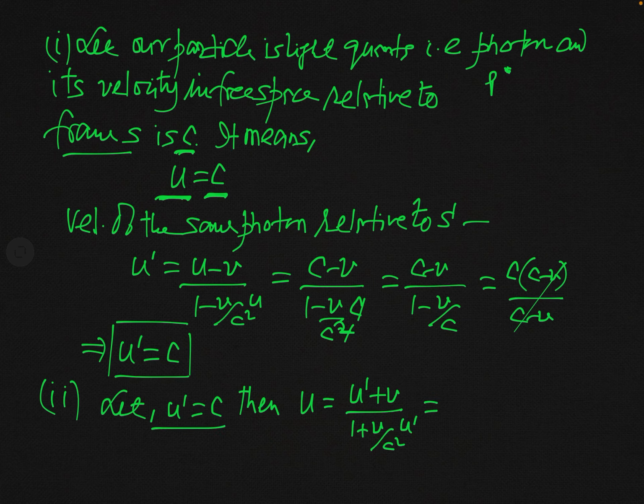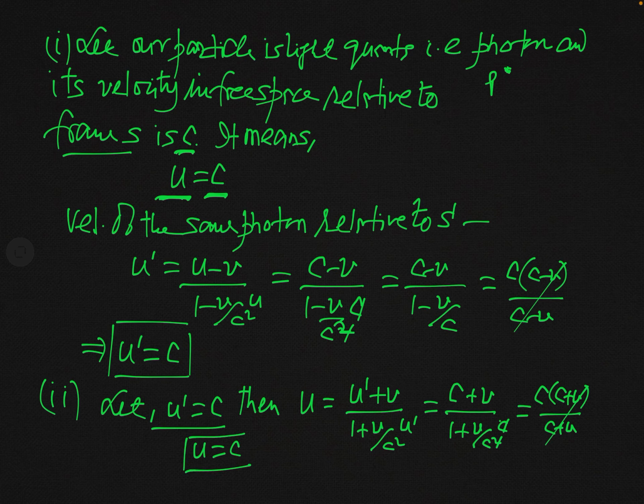But our assumption is that u prime is equal to c. So let us substitute c instead of this u prime. So this is c plus v over 1 plus v over c square into c. Again this c will cancel out and you can simplify it. This will be c times c plus v over c plus v, and so this will cancel out and you find that u is equal to c.